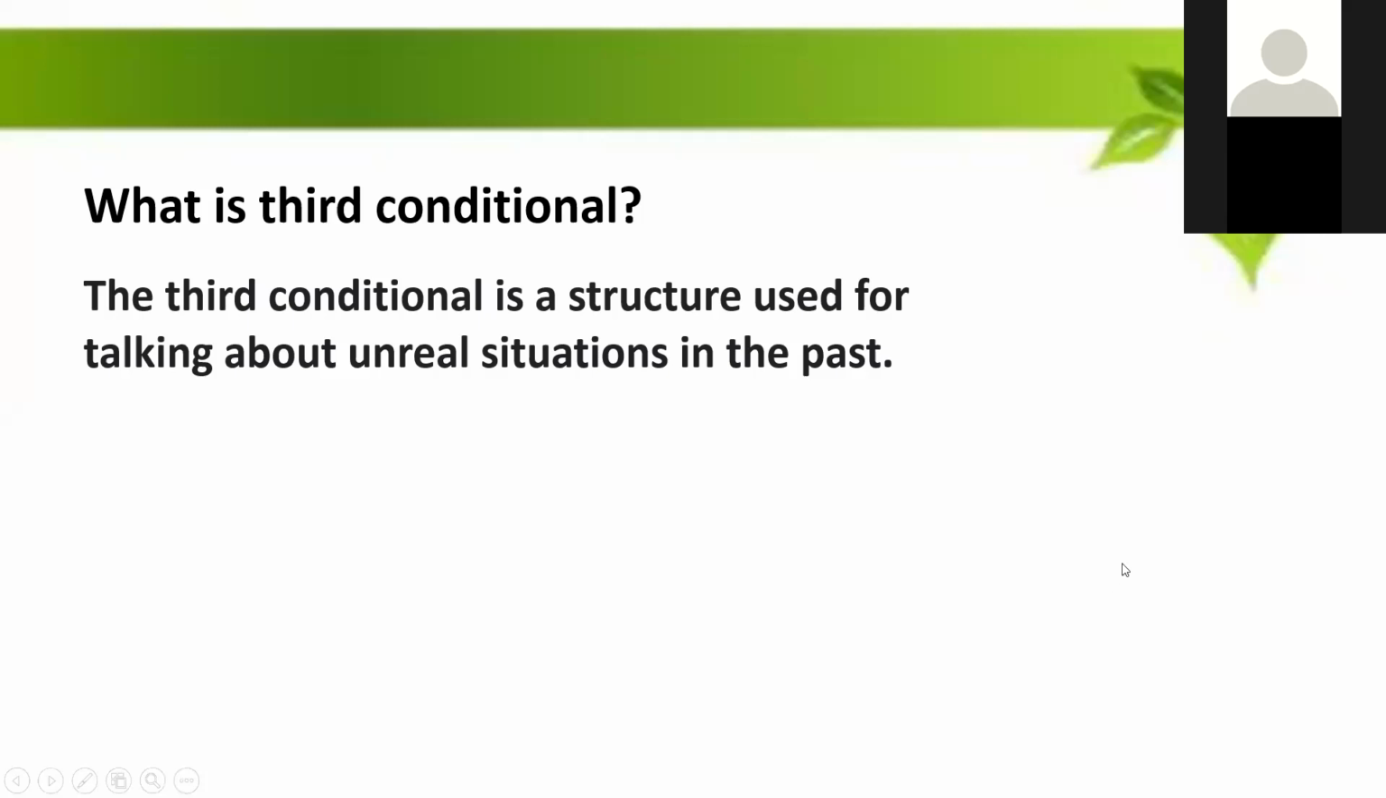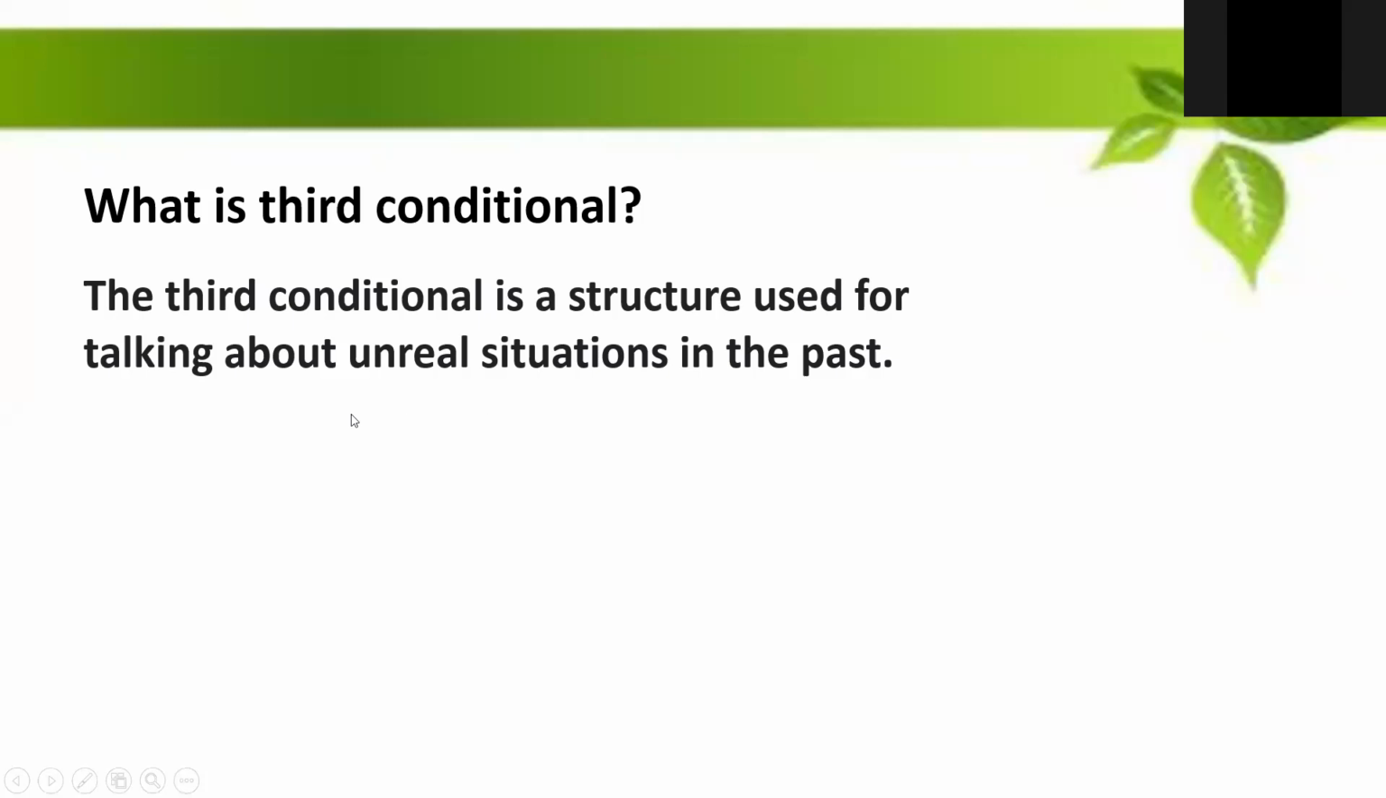The third conditional is a structure used for talking about unreal situations in the past. Okay, thank you, Kao Klong. The third conditional is a structure used for talking about unreal situations in the past. What does it mean? It is not true. It's unreal. Okay, but it is in the past.